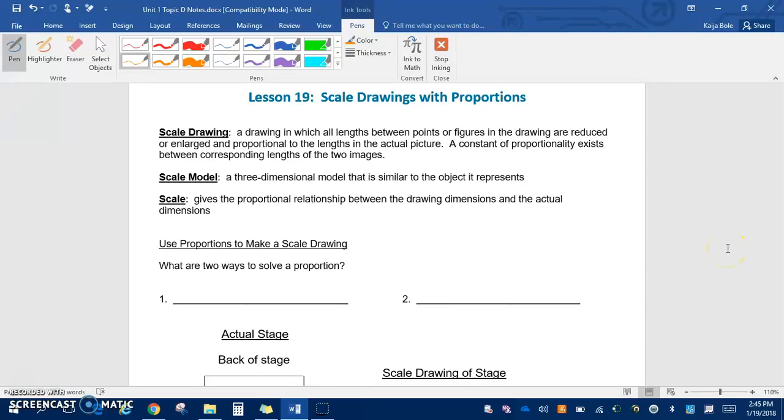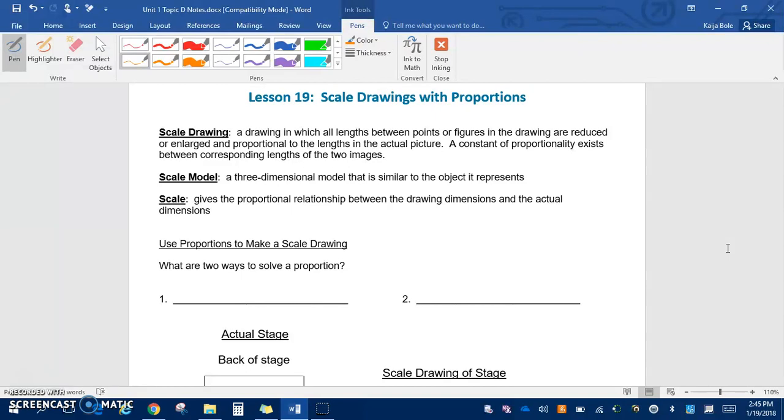Alright, here we are on lesson 19, scale drawings with proportions. So we have the definition of a scale drawing up here again. That's the same thing as yesterday. Then the scale model, though, is a little different. It's a three-dimensional model that is similar to the object it represents. So a drawing is two-dimensional, model is three-dimensional. And then scale gives the proportional relationship between the drawing dimensions and its actual dimensions.